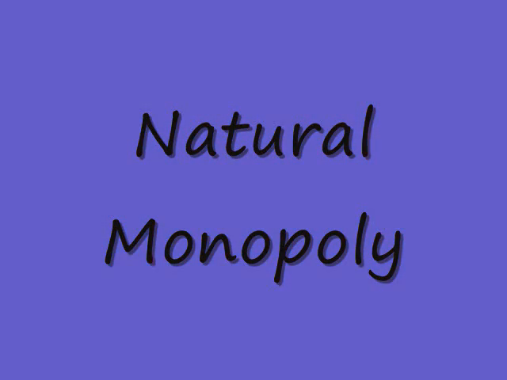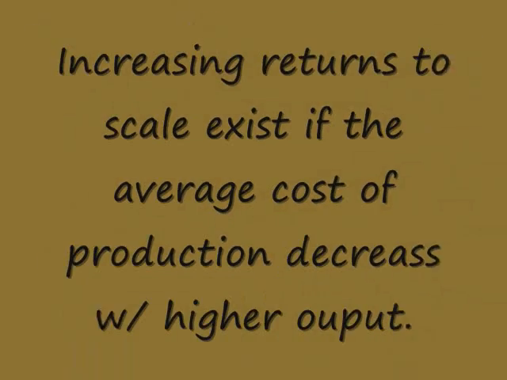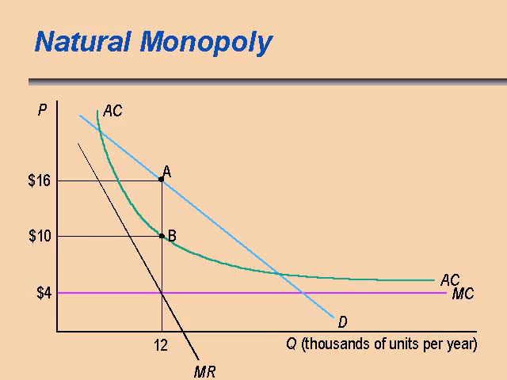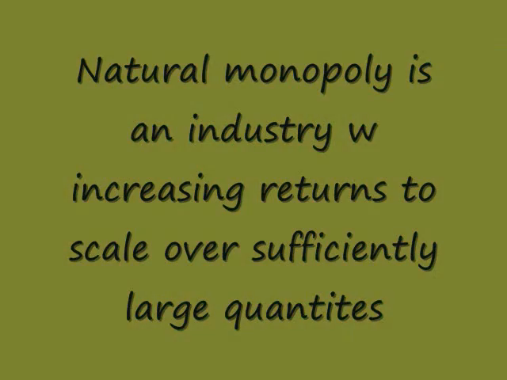Natural monopoly. Increasing returns to scale exists if the average cost of production decreases with higher output. Natural monopoly may occur if production requires high fixed costs. A natural monopoly is an industry with increasing returns to scale over sufficiently large quantities.